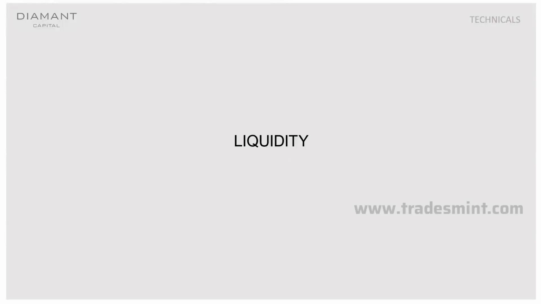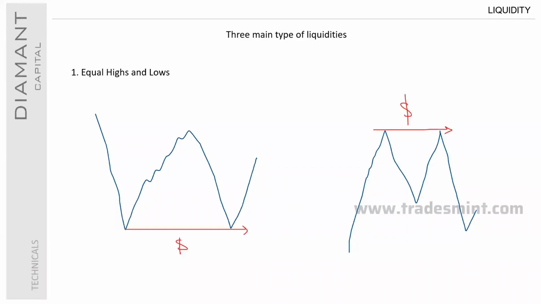So moving on from what we've just covered, we're going to be getting into liquidity. And this is one of the most important core lessons that you're going to learn, especially when it comes to technical work. There are three main types of liquidity that I look at. The first type is equal highs and equal lows.